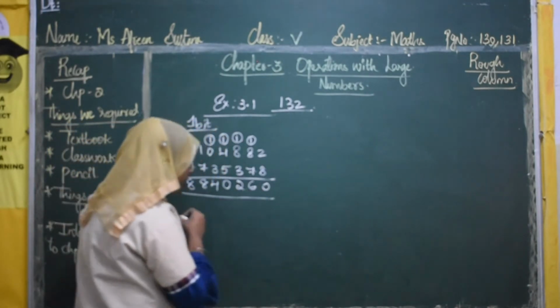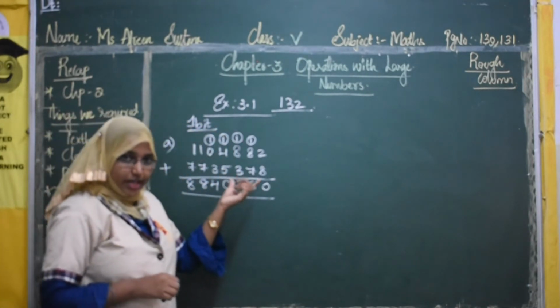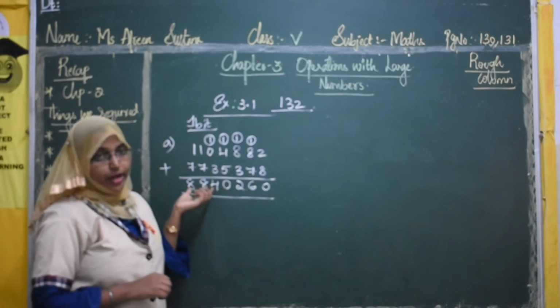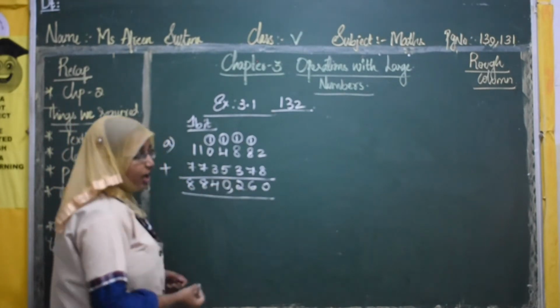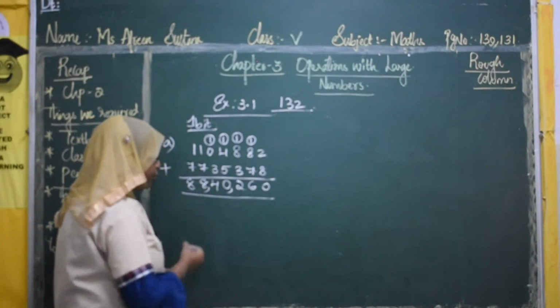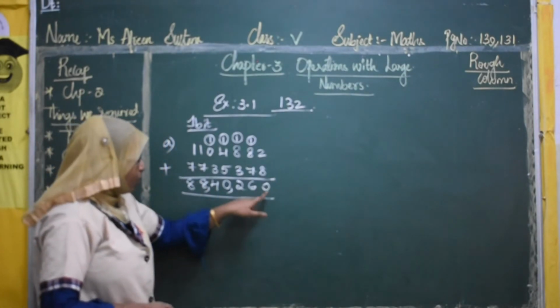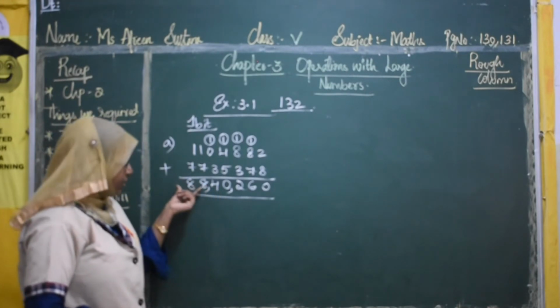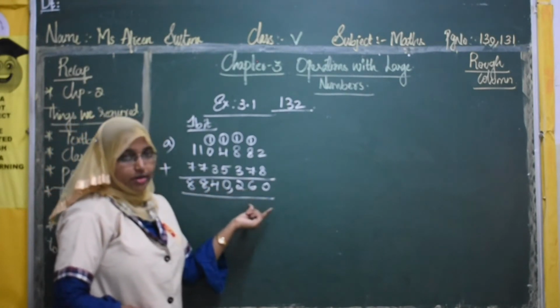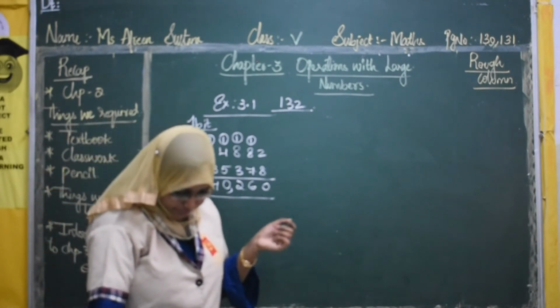Now what we know in Indian system, after first 3 digits we will put comma, then after every 2 digits. So 1, 2, 3, after 3 digits we will put a comma, then after every 2 digits. So what it is? Ones, tens, 100, 1000, 10,000, lakh, 10. So 88 lakh 40,260.